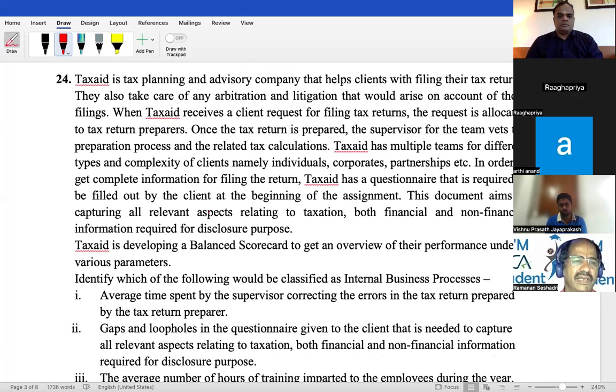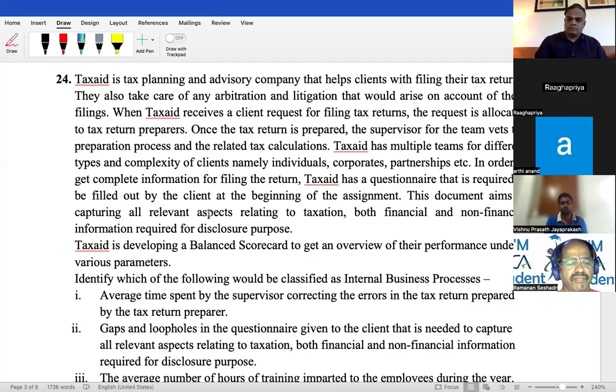Question 24. TaxAid is a tax planning and advisory company that helps clients with filing their tax returns. They also take care of any arbitration and litigation that would arise on account of these filings. When TaxAid receives a client request for filing tax returns, the request is allocated to tax return preparers. Once the tax return is prepared, the supervisor of the team vets the preparation process and related tax calculations. TaxAid has multiple teams for different types and complexity of clients, namely individuals, corporates, partnerships, etc.